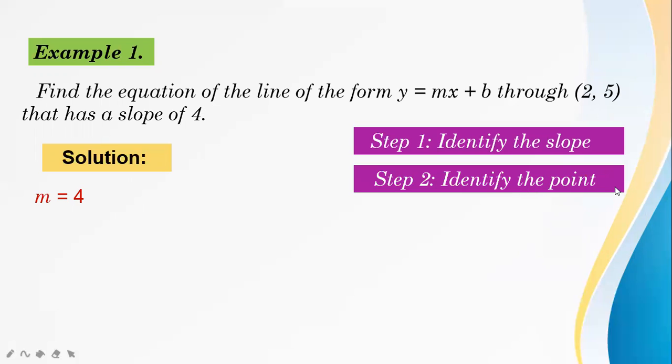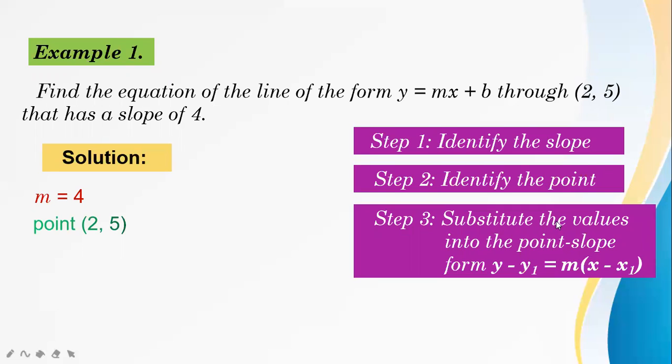Identify the point. That will be step 2. So this will be your point. We have the given coordinates or the given ordered pair 2 and 5. So this will be your x, the first number. This will be the second number, and that will be your y. So x, then y.